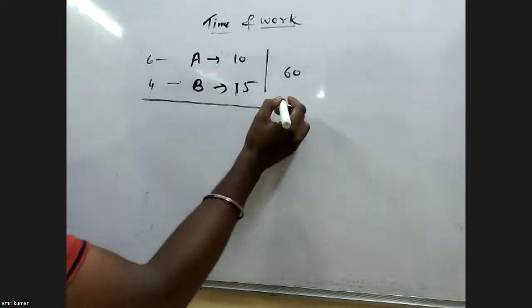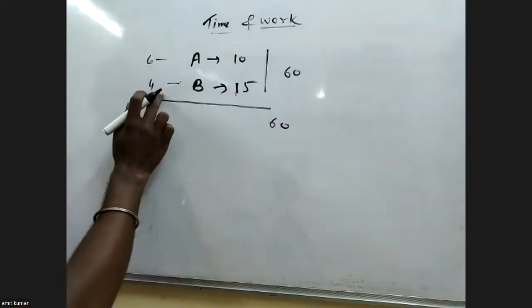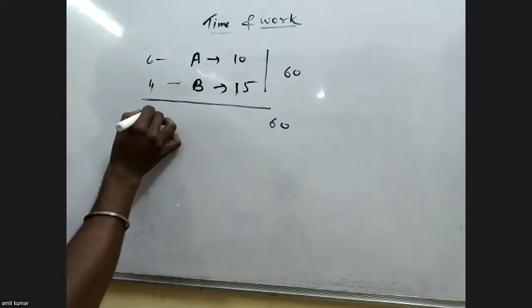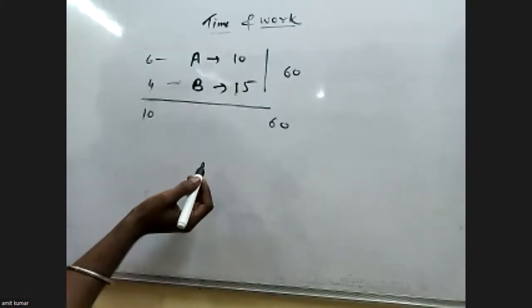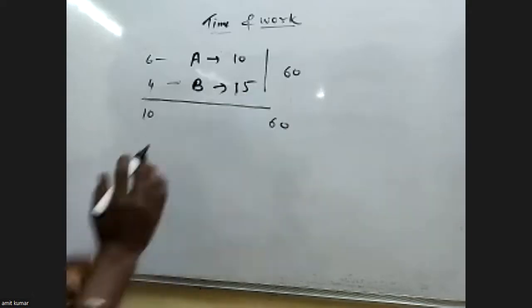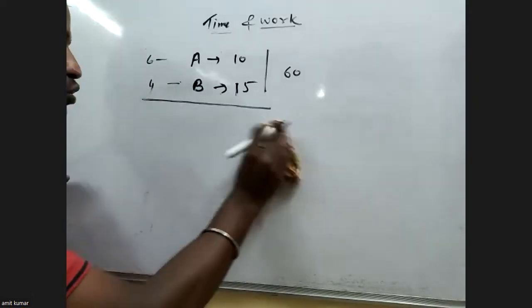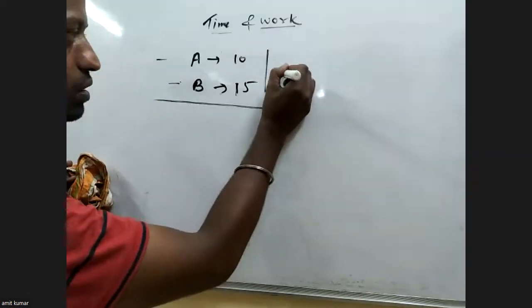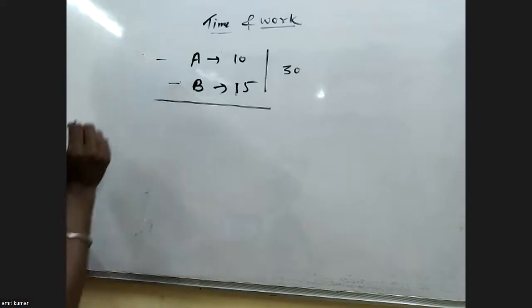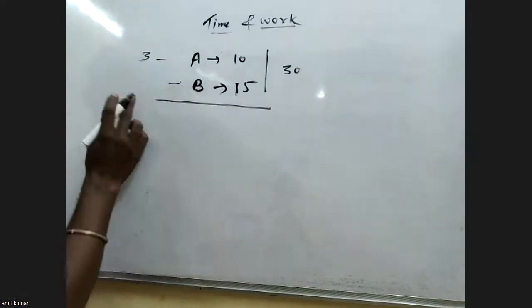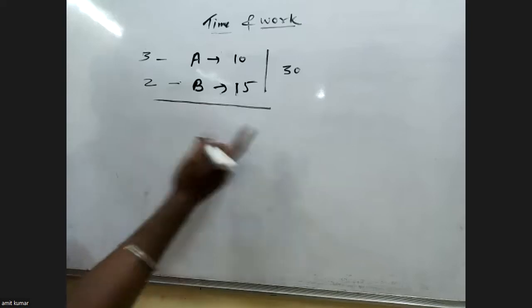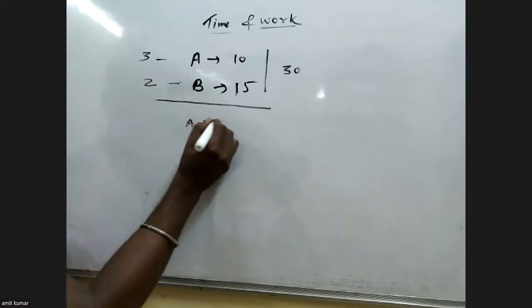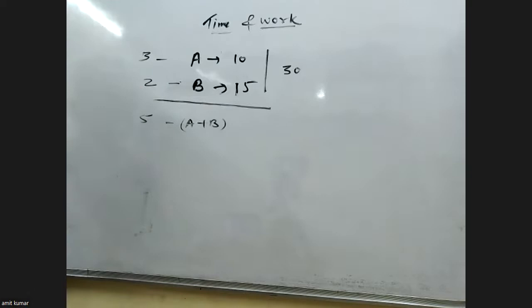Okay, so that is 60. Over here, that is 6 plus 4, that is 10. Sir, the 6 plus 4, LCM of 10 and 15. It doesn't matter. You can take whatever you want. It should be divisible. If you want 30, I will take 30. That will be 3, and this one 2. A plus B will make 5 units per day. 5 units per day will be the unit work of A plus B.